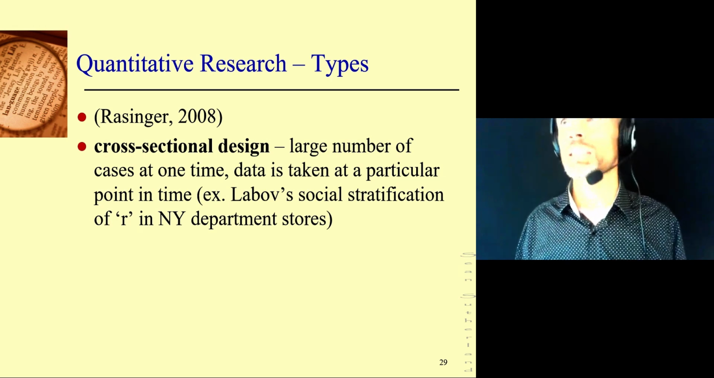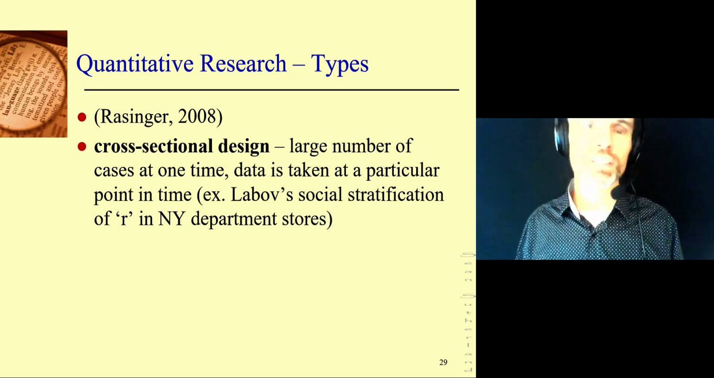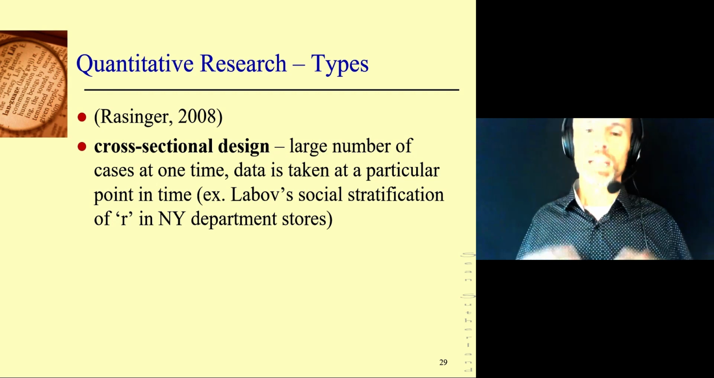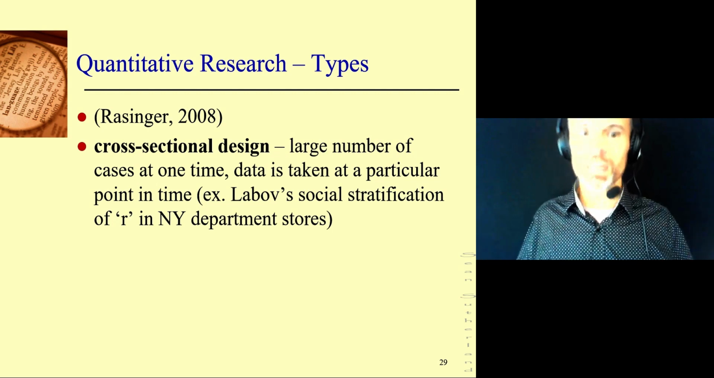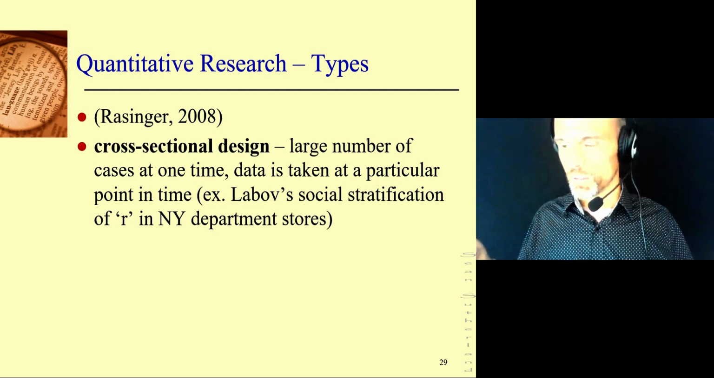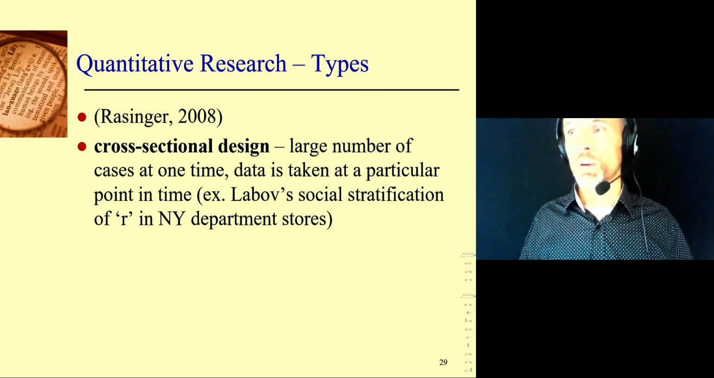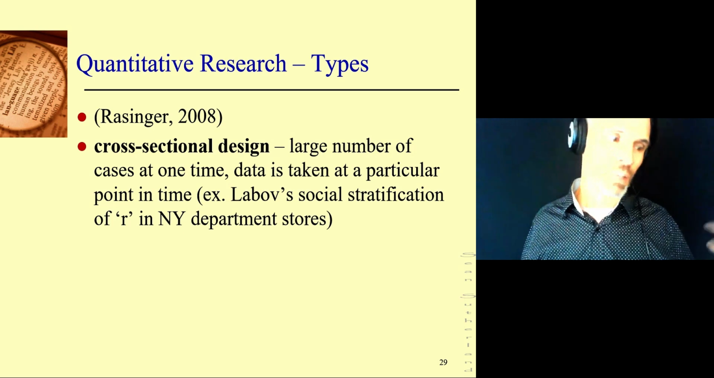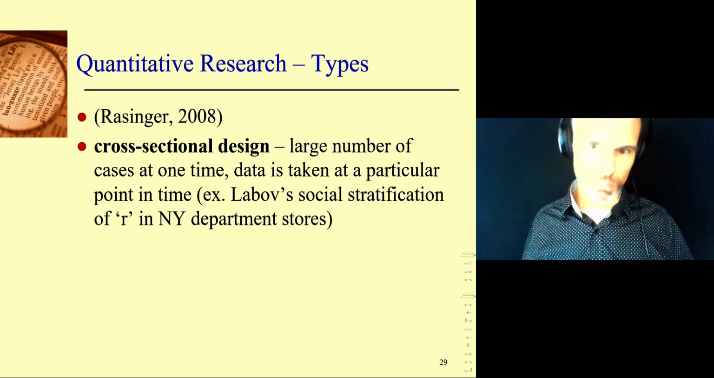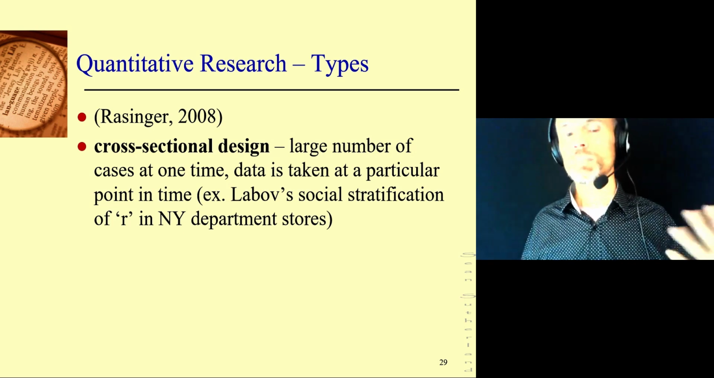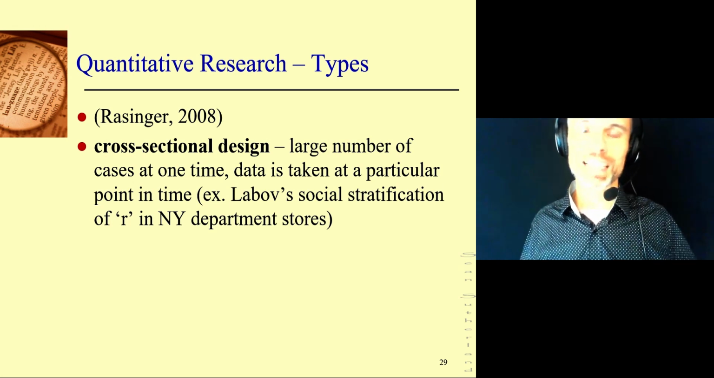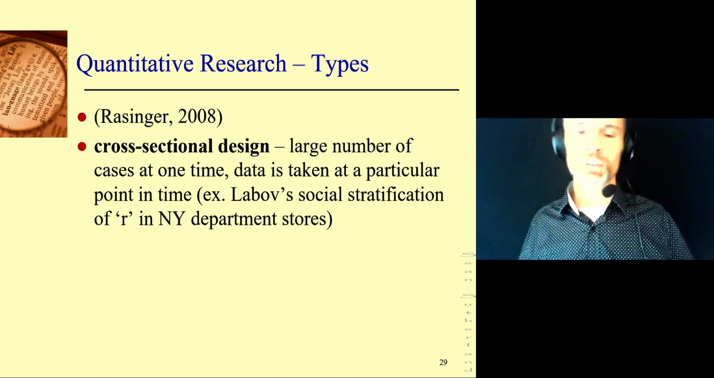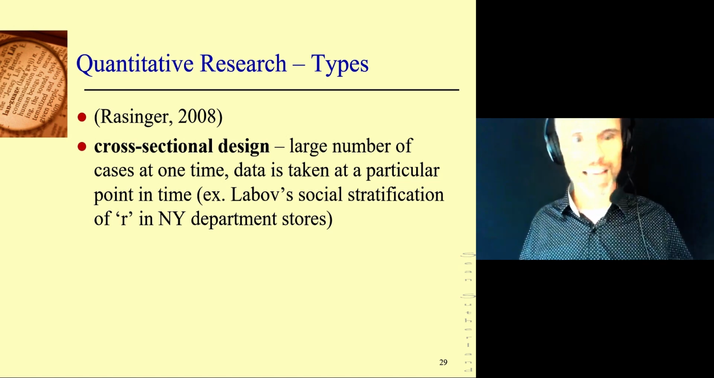Labov is famous for this because he may not have been the first, but he was one of the first, at least, to do this kind of study where he was able to say that at that particular time, working class speech was more likely to omit R in words like fourth flow, and middle class speech was more likely to pronounce the R in fourth floor. But it only told us what was happening at that particular time. Is it still true now? Don't know. He wasn't claiming that it would still be true over time, just saying that at that particular time it was true.